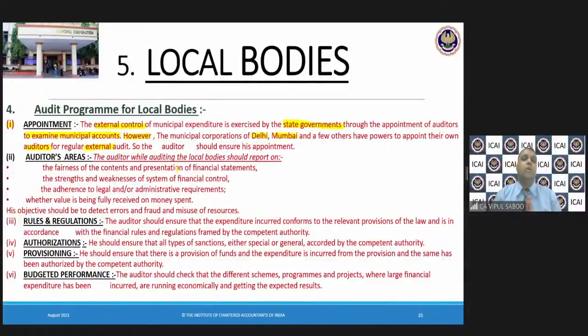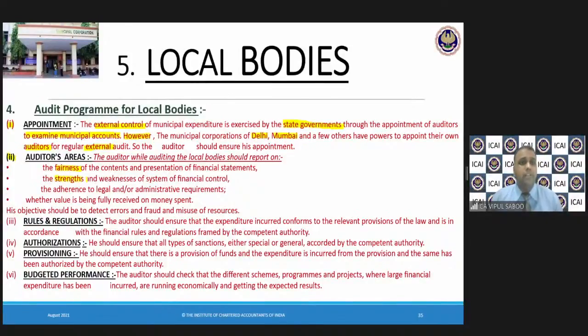So in the case of Delhi, Mumbai, and a few other metros, the local bodies have the powers with them only to appoint the auditors for their external audit function. But in all other cases, the state governments appoint external auditors to audit the accounts of local bodies. Okay. What are the auditors' areas? Auditors' areas are the fairness of the contents and presentation of financial statements, whether they have been presented fairly. It could be arithmetic errors or logical errors. You have to check for that.